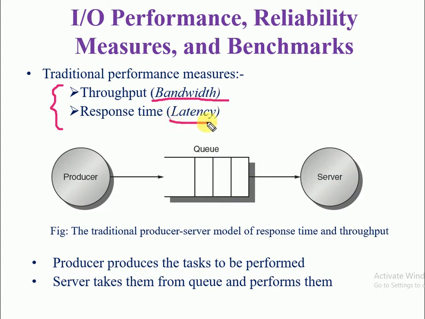called latency. If you take an example, that is a traditional producer-server model to represent the response time and throughput. A producer produces the task to be performed. Some task will be produced by the producer and given to a queue, and from the queue the server takes it and performs the task. So the program is produced by a producer and submitted to the queue, and from the queue the server will access it and perform some operation on the task received from the queue through the producer.